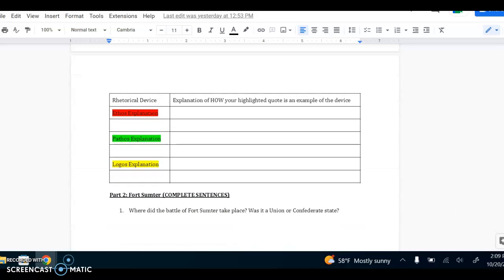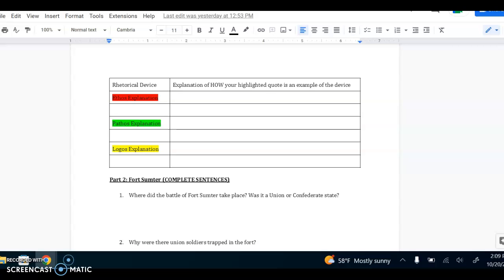Okay, my friends, now is the time where you will go back and highlight, if you haven't done so already, in red, green, and yellow, your examples of ethos, pathos, and logos. And then you're going to explain, this is the important part, how what you highlighted is an example of that device. When you're done, you can pause me now if you'd like. We can come back and we'll do part 2.